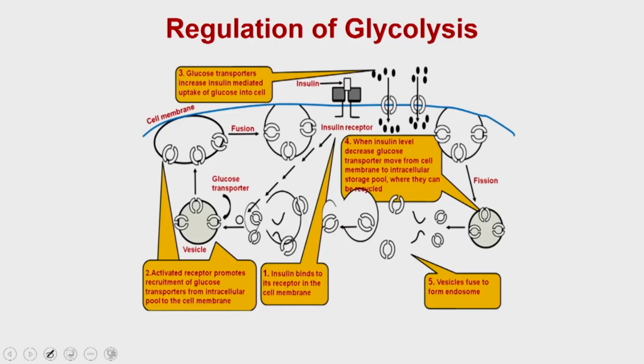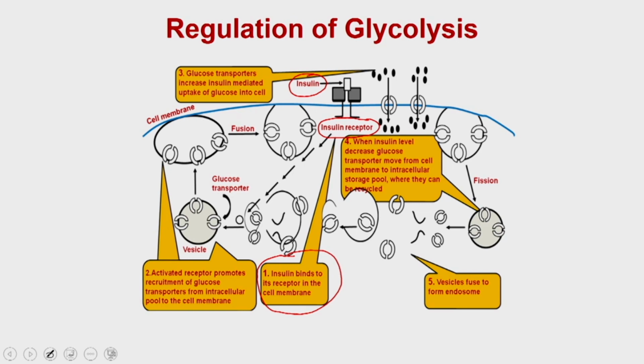Within the cell you have transporters which are present on the cell surface, and one of the hormones is called insulin. When the insulin hormone binds to the insulin receptor, it drives downstream signaling, and because of that it regulates the glucose metabolism within the cell. How it happens is that, in the first event, insulin binds to its receptor in the cell membrane, and that activates the insulin mediated downstream signaling.